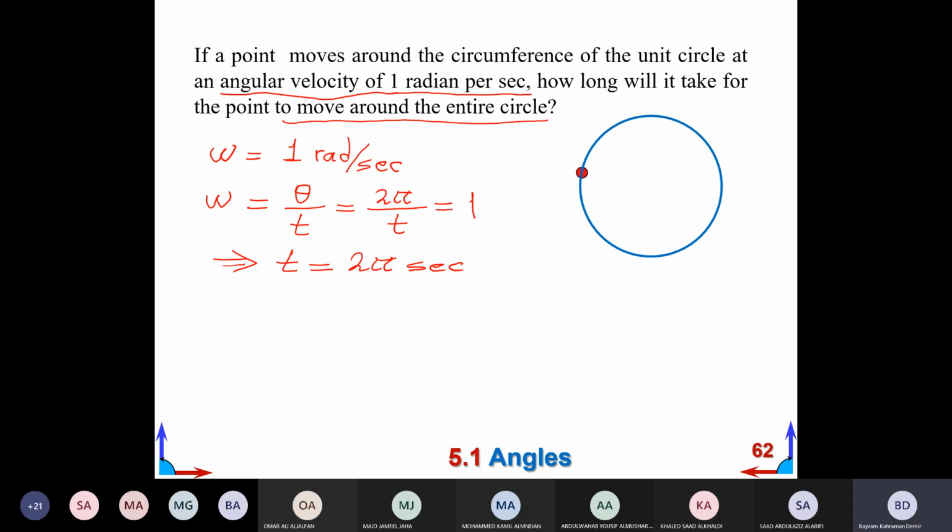Doctor? Can't we convert the time to like 2 pi to 360 instead?